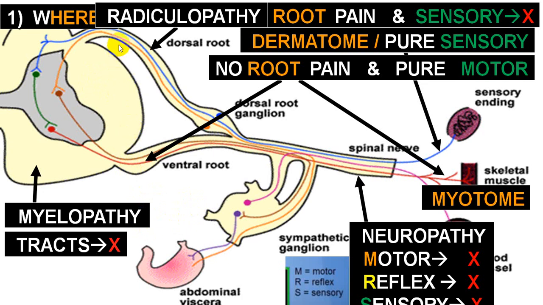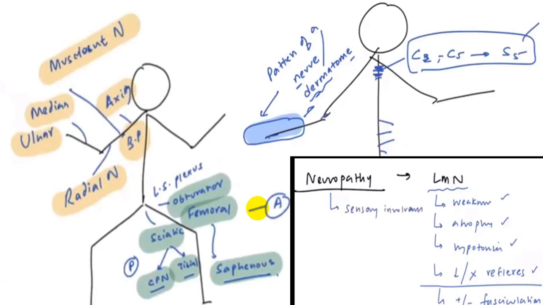When you get involvement of posterior nerve root ganglia with spinal cord, then we call it radiculomyelopathy. And if you get an involvement of what we call the sympathetic ganglia, then that will produce autonomic nervous system involvement. So this is roughly the idea of the peripheral nervous system.